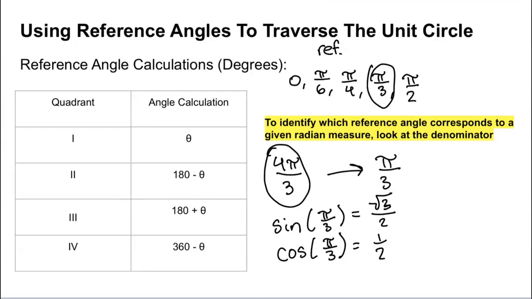Radians is much easier to identify than degrees, because with degrees you need to memorize that quadrant 3 refers to the reference angle, whereas quadrants 2 and 4 refer to the unknown. And you need to remember those little equations, which aren't that hard to memorize, but it's just one extra thing that you need to. Whereas with radians, you look at the denominator and you should be able to easily spot the reference.